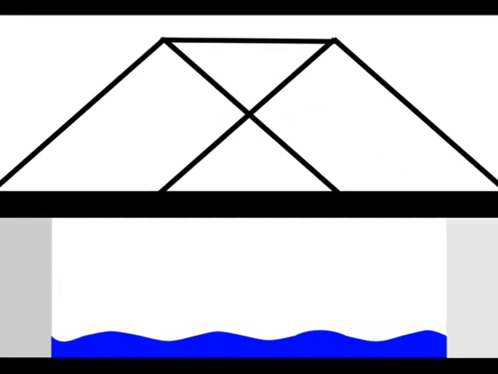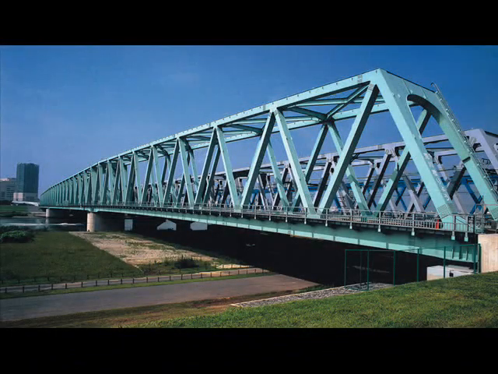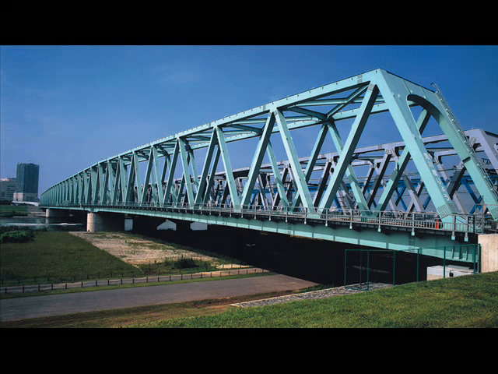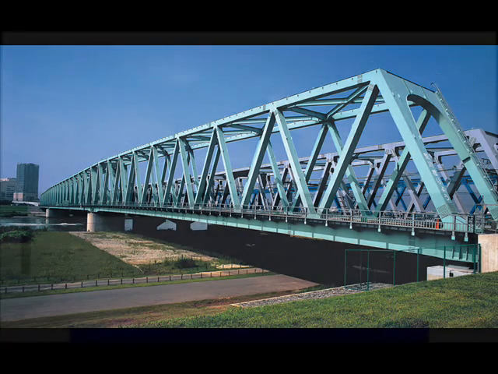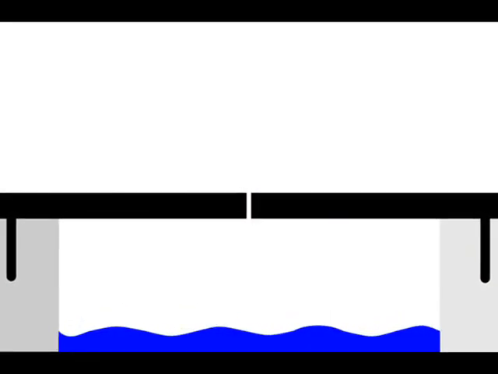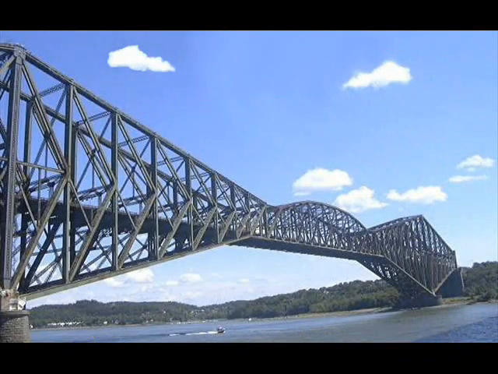A truss bridge is a bridge whose load-bearing superstructure is composed of a truss. This truss is a structure of connected elements forming triangular units. Cantilever bridges are built using cantilevers, horizontal beams supported on only one end.